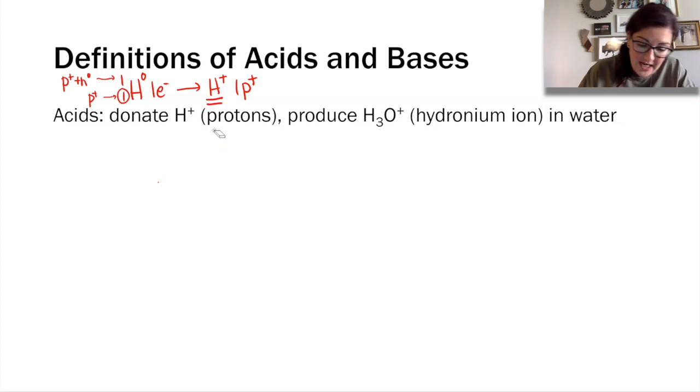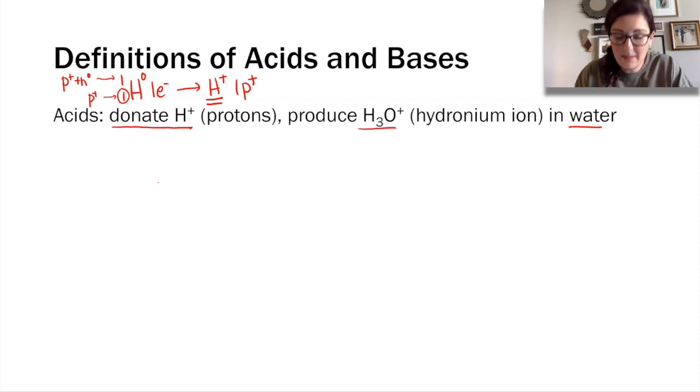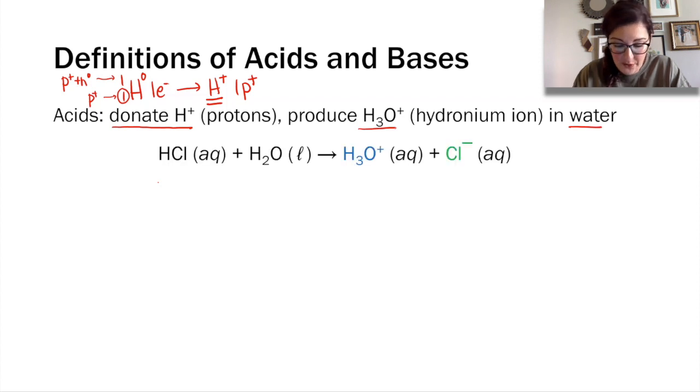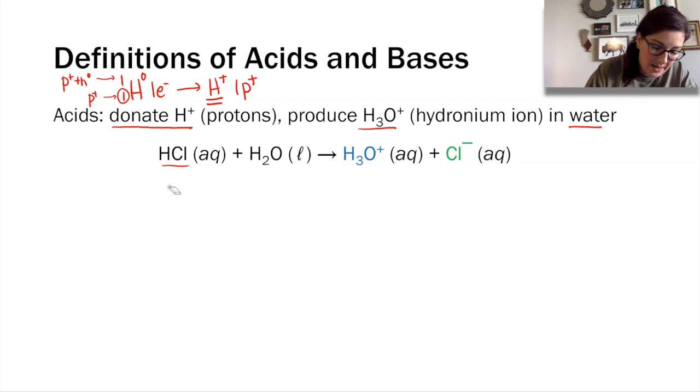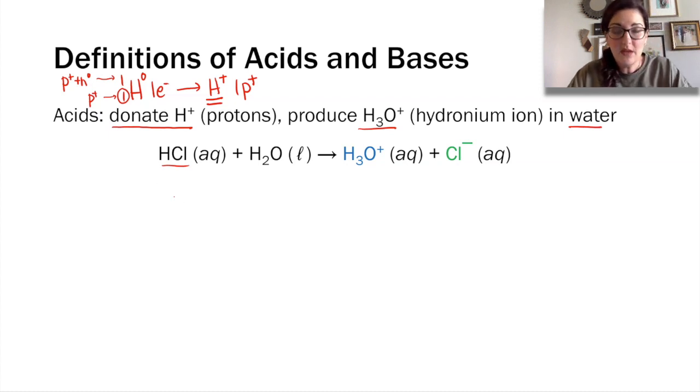Okay, so when we take an acid and we dissolve it in water, the acid will give its H+ ion to water to make the H3O+ ion. So for example, here's a reaction of this acid here. What would be the name of this acid? This is hydrochloric acid. Okay, so hydrochloric acid reacts with water.